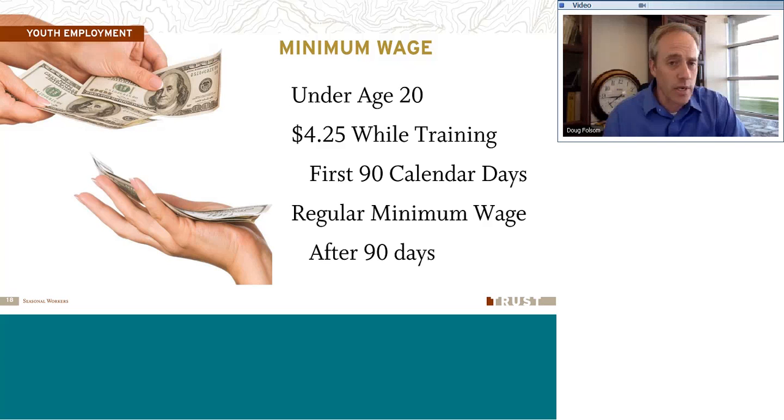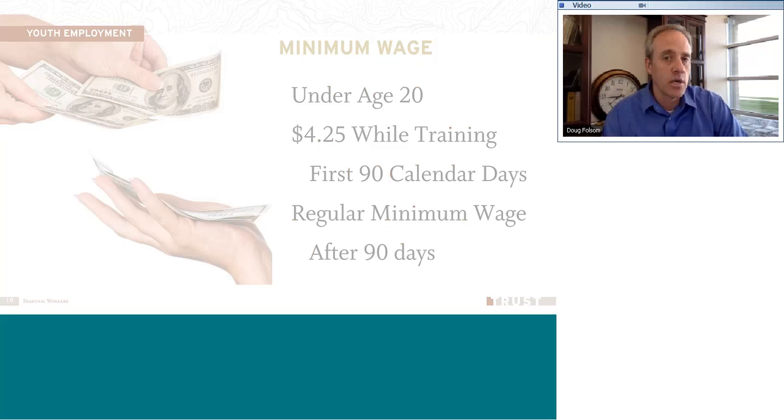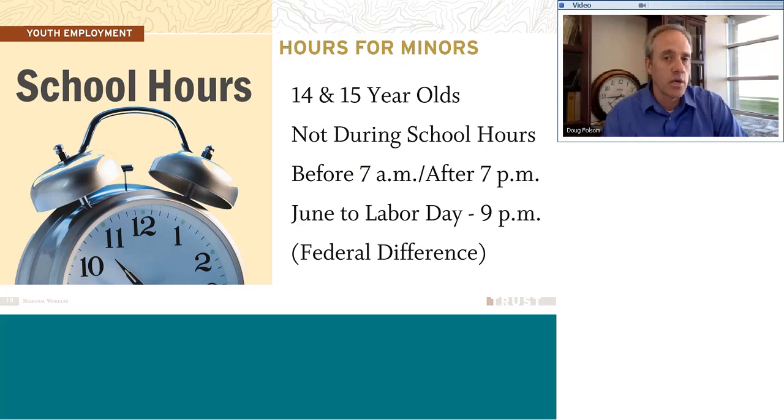Another big difference that we need to consider is what hours minors can work. Specifically talking about 14 and 15-year-olds, and this is where most of the restrictions lie with this age group. You cannot employ a 14 or 15-year-old during school hours. You can't employ a 14 or 15-year-old to work before 7 o'clock in the morning or after 7 o'clock in the evening. There's an exception to that, however: between the 1st of June and Labor Day, that is extended to 9 o'clock. So 14 and 15-year-olds can work till 9 o'clock during the summer.